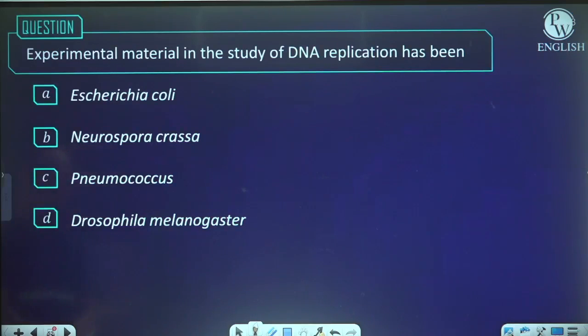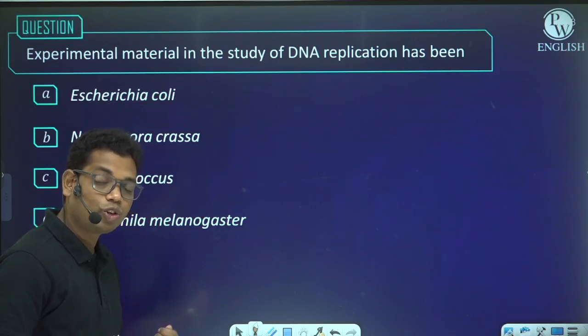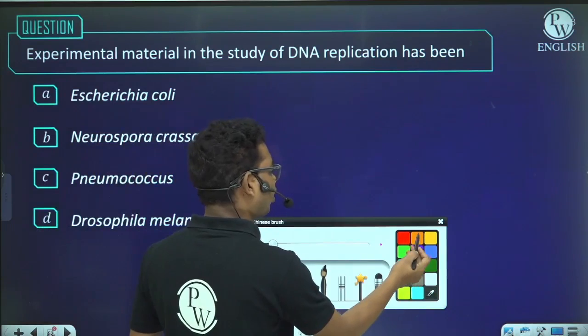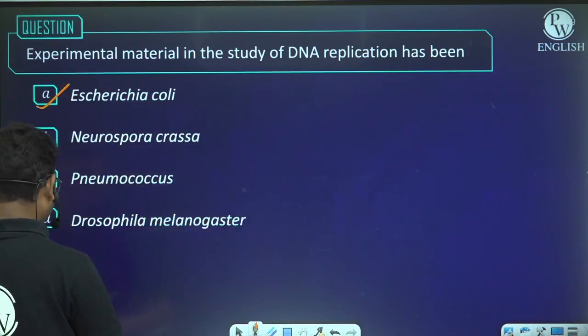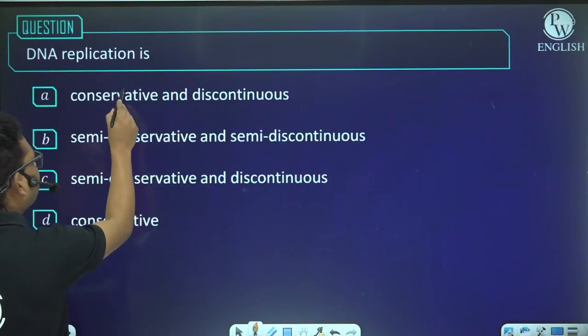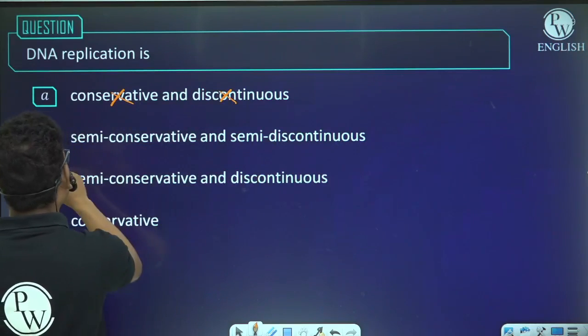The experimental material used to study DNA replication, that means how DNA replication takes place and what the mechanism of DNA replication is, is E. coli. DNA replication is conservative? No, it is semi-conservative. It is semi-discontinuous. So I will say semi-discontinuous and semi-conservative.